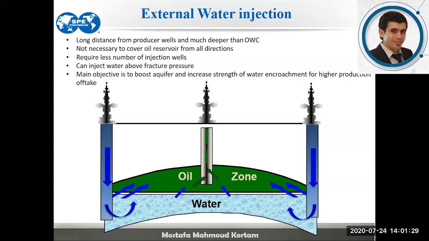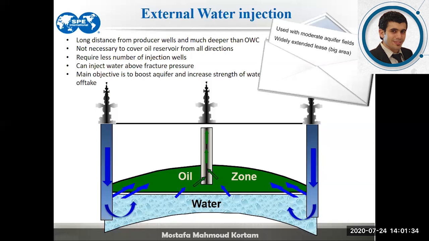So this is used if you have a moderate aquifer, or your aquifer is good enough, but you are producing at a very high rate that the aquifer cannot support and cannot keep aligned with the production. At that time, you are injecting in order to increase the strength and the efficiency of the aquifer.